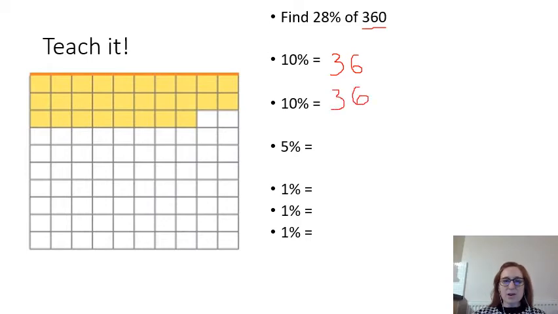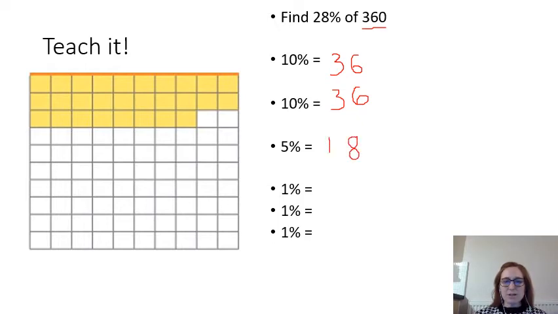Then I've also got 5%. 5% is half of 10%. Half of 36. Half of 30 is 15. Half of 6 is 3. 15 plus 3 is 18.